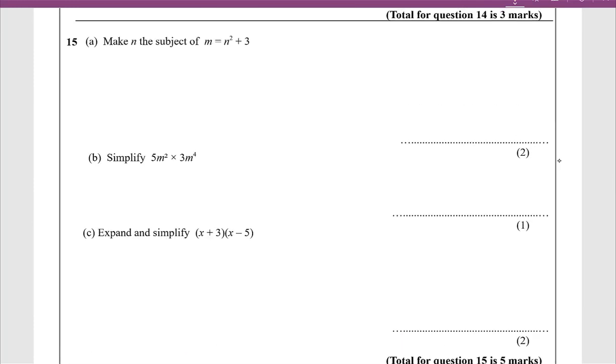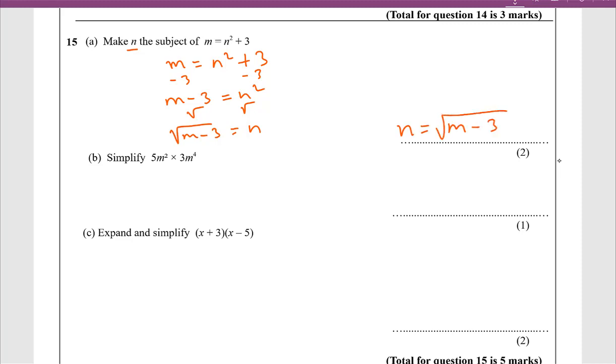Number 15, make n the subject of m equals n squared plus 3. We need to isolate n. First, we take away 3 from both sides. So m minus 3 is equal to n squared. Now we have n squared, so we square root both sides to get rid of the square. So the square root of m minus 3 is equal to n. And that's the answer.